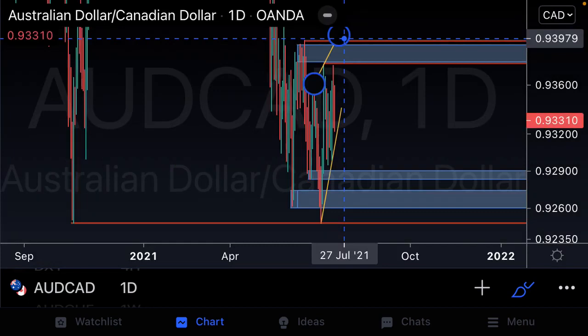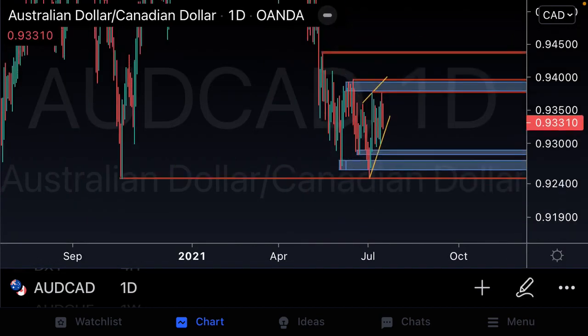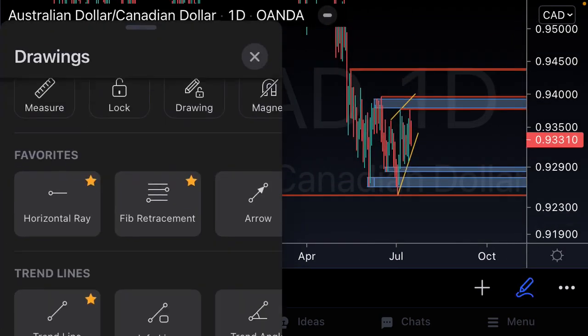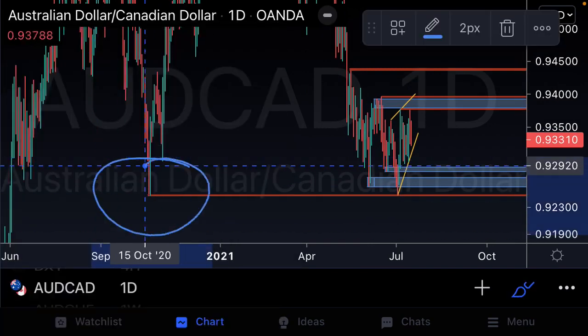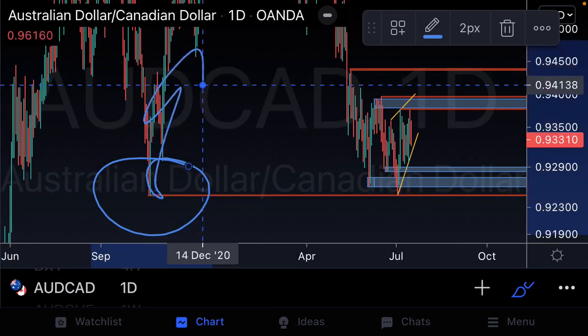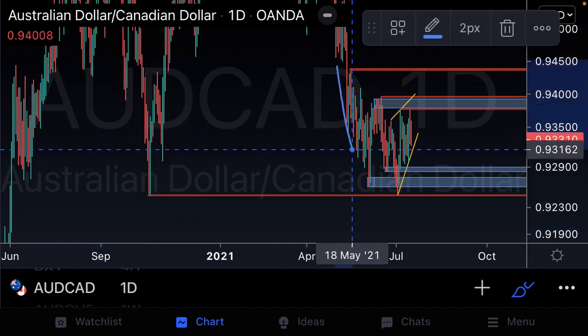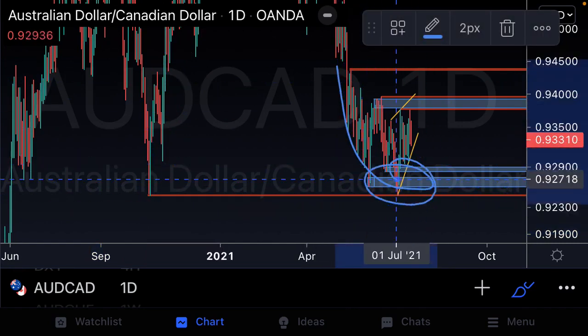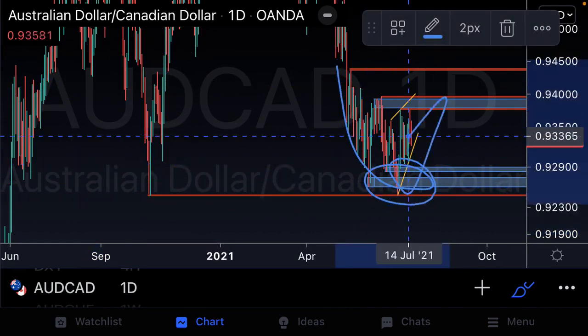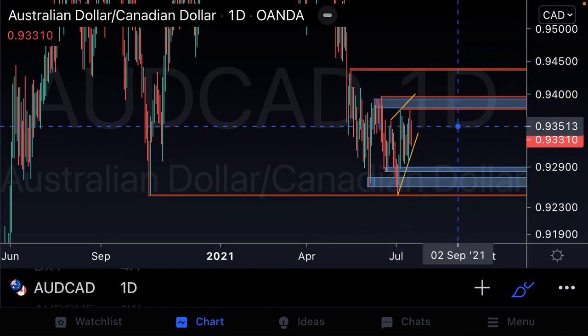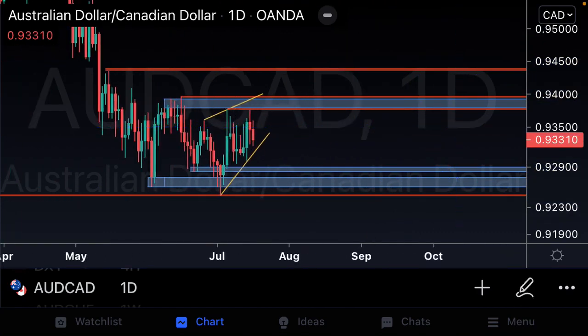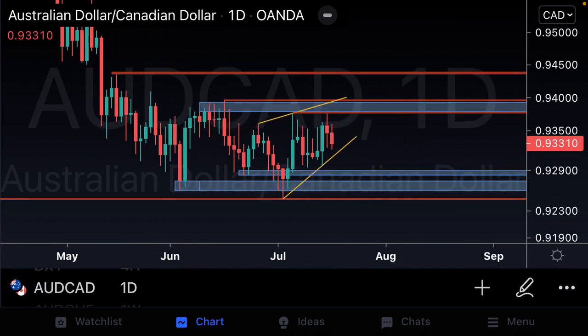Now we'll go on to the next pair guys. We're going to be looking at Aussie CAD. We'll start on the daily, and what we can see guys from a daily perspective here is a market that has established some higher time frame support, pushed away from this higher time frame support, and now prices have returned back to this area where we've seen a previous bullish reaction from.